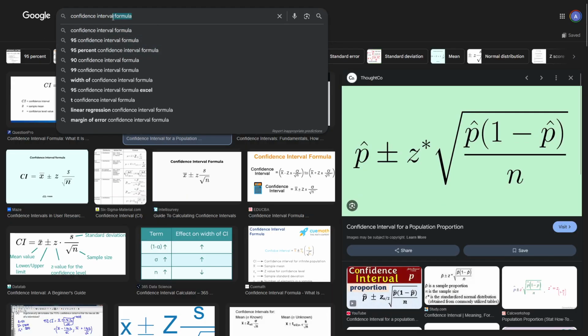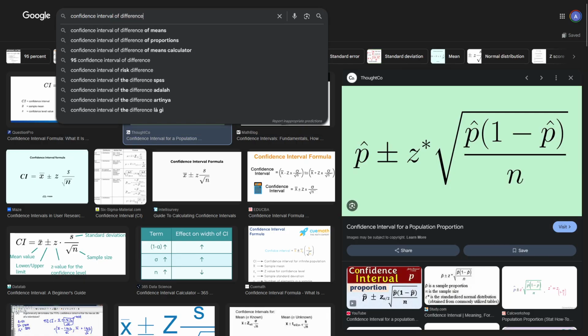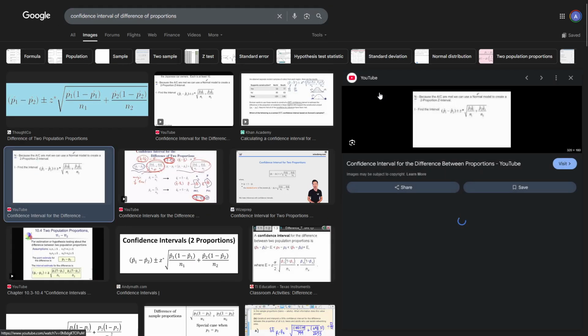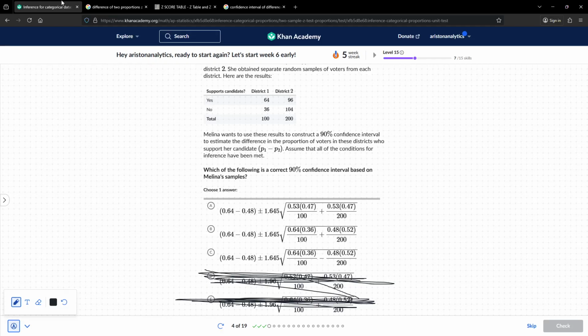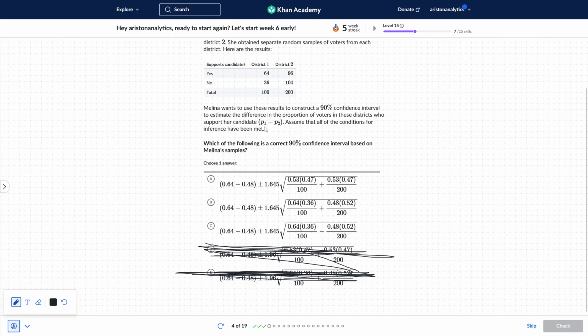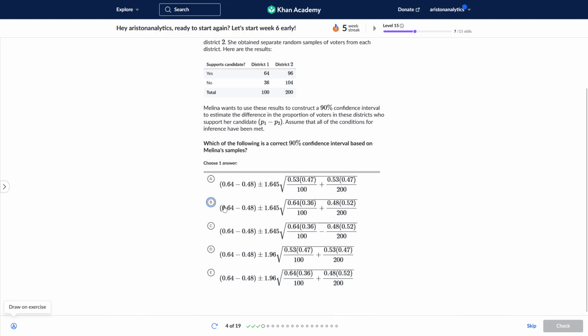Oh. P1, Q1. What is Q1? Oh, I see. Okay. 0.64. It's never minus. Standard error is never minus. 0.64, 0.36. I think it's B again. It's probably B.